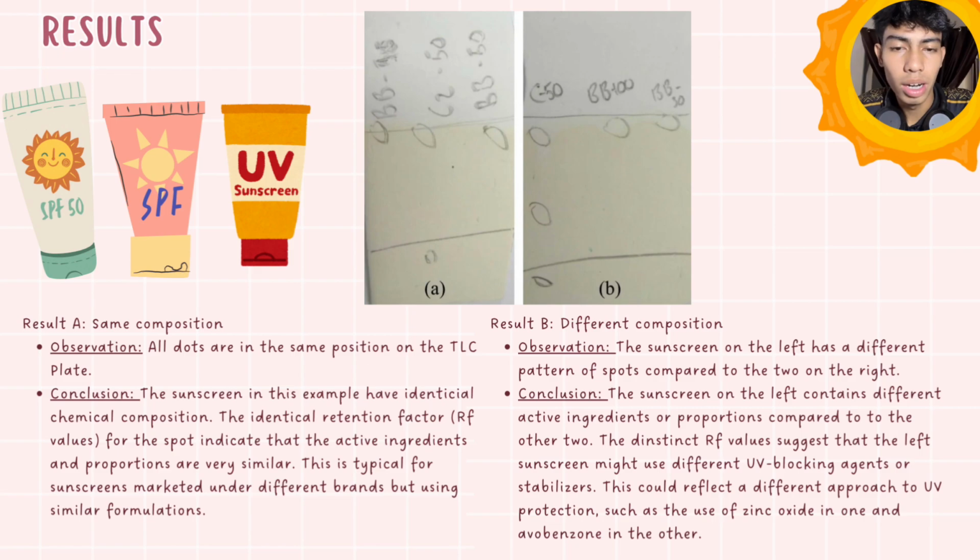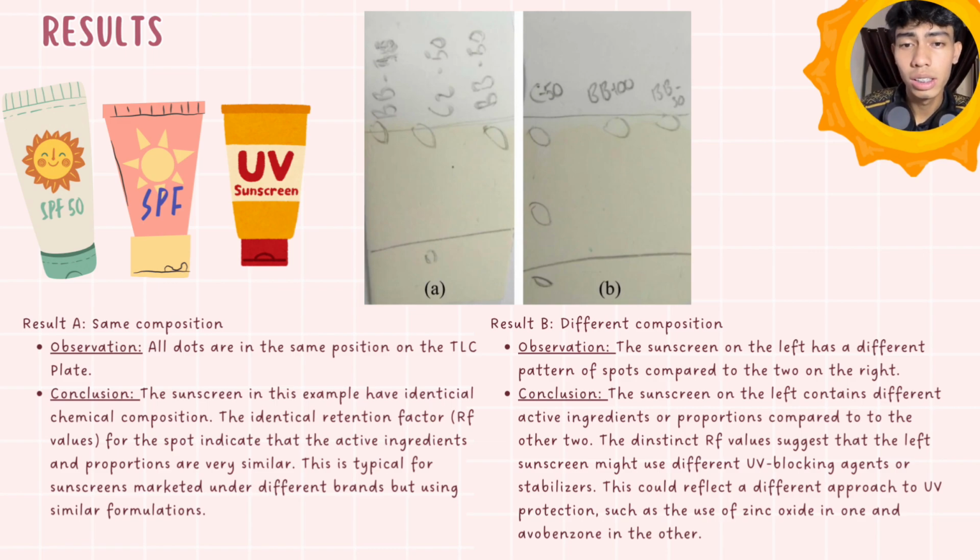Result A: the same or identical composition. In result A, we observe that all the dots on the TLC plate appear in the same position for each sunscreen sample. This observation leads us to conclude that these sunscreens have identical chemical compositions. Why is this important? The retention factor, or RF value, is the ratio of how far a compound travels on the TLC plate compared to the solvent. Identical RF values mean the same active ingredients are present in each sample and in similar proportions.